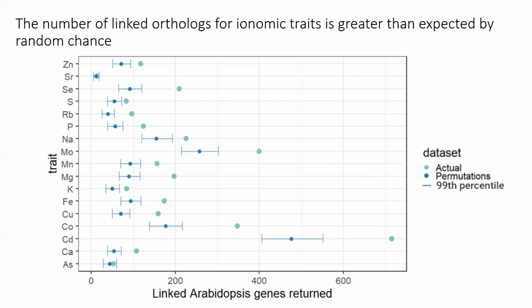On the y-axis is our ionomic traits, and for simplicity's sake, I'll only show the results for Arabidopsis. The number of Arabidopsis genes found in our real data set is shown by these bigger green dots, and these blue dots are representing 1,000 random permutations of our real data set. For most of these elemental traits, we are finding more orthologous genes than the 99th percentile of permutations, indicating we are hitting on something that isn't likely to be random.